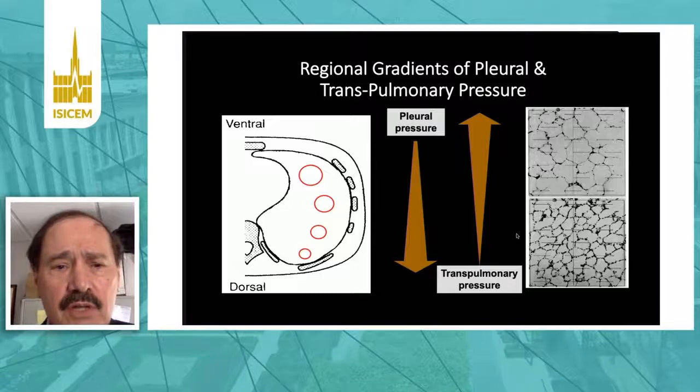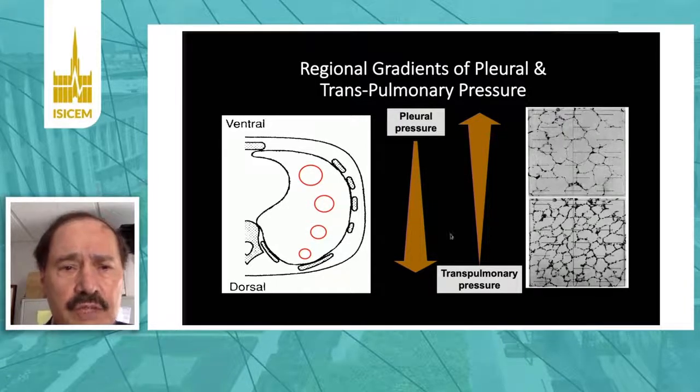At the bottom of the lung, you have transpulmonary pressures and strains that are different from those in the upper parts. You might expect that these down here would fare better than those up there.